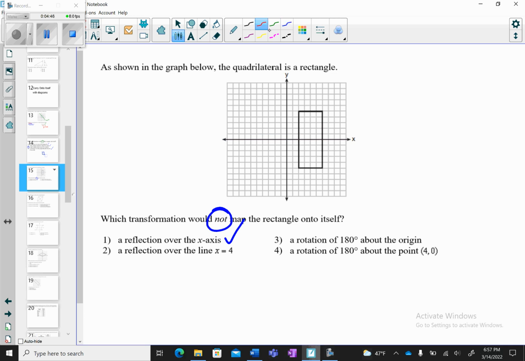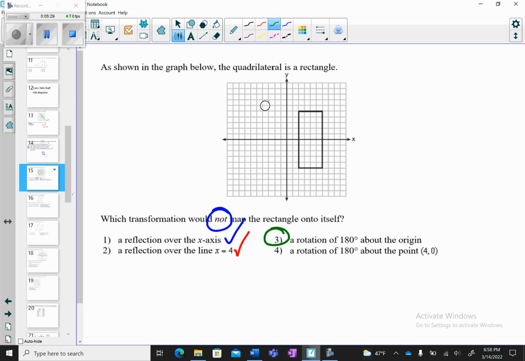Next one, a reflection over the line x is equal to 4. So I go to 4, 1, 2, 3, 4 on my x-axis. That's going to be a vertical line. And again, that's cutting it in half, so it would reflect onto itself. Next, a rotation of 180 degrees about the origin. The origin is here, and if I rotated it 180 degrees, it would look like this. That is not onto itself. It's in an entirely new location, so that's going to be our answer.